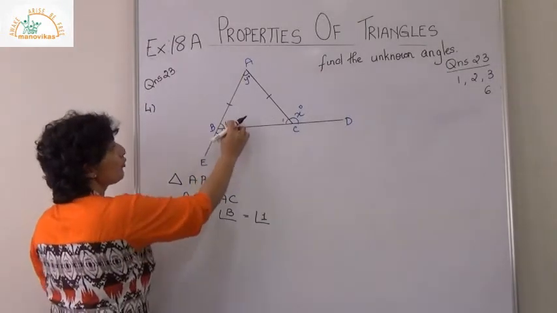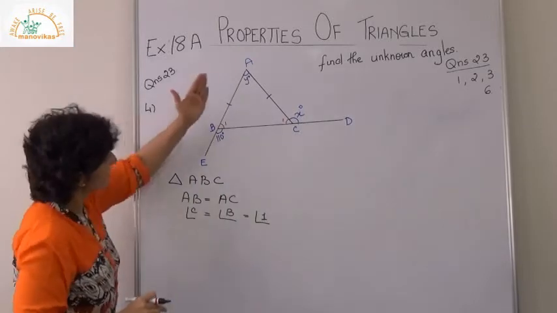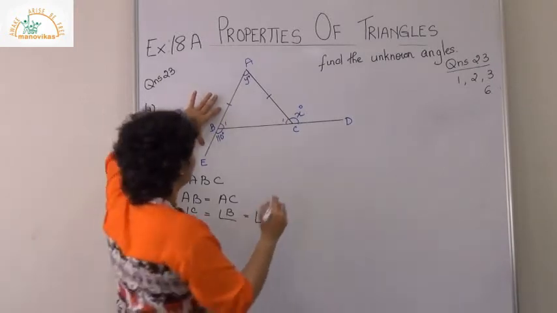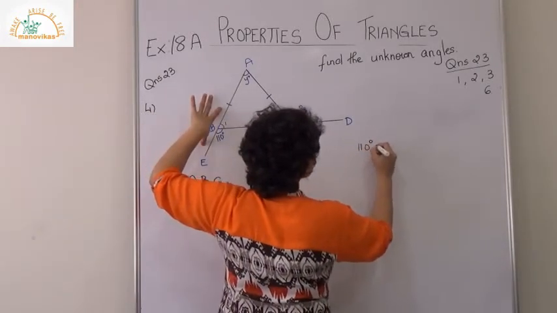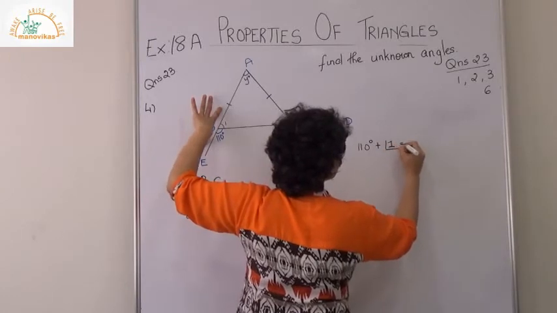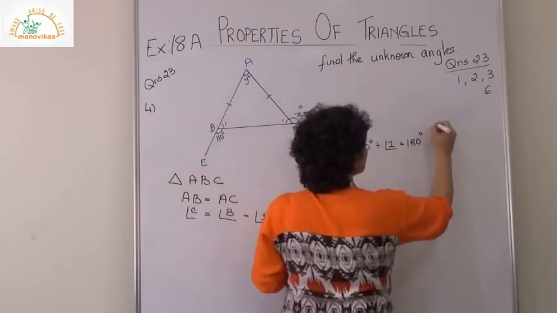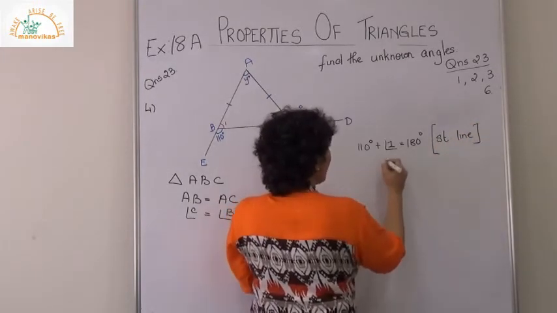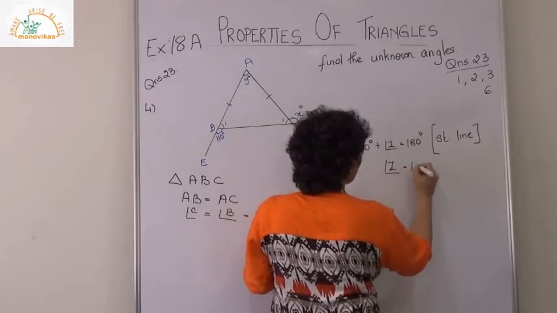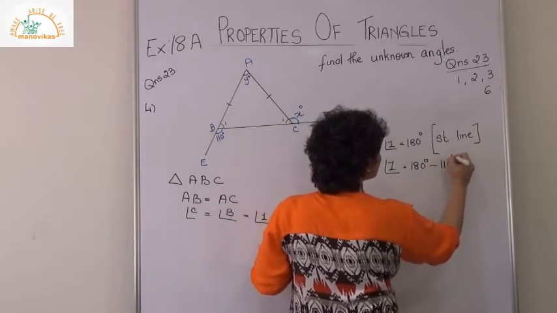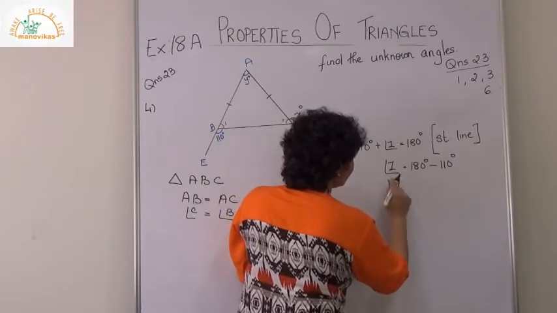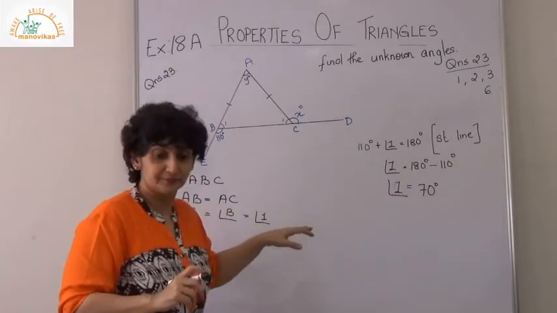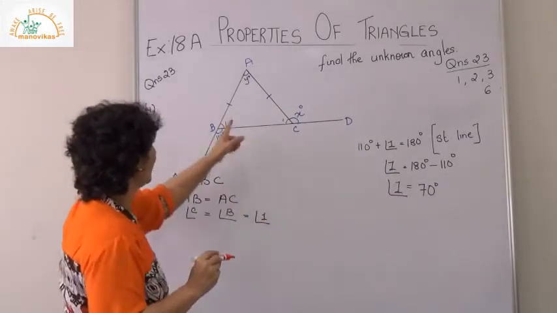Now children, if you look here, 110 is on a straight line. So I know 110 plus angle 1 is equal to 180 degrees, right? This is your straight line. So angle 1 will be 180 degrees minus 110, so your angle 1 will be 70 degrees. Clear? Alright.